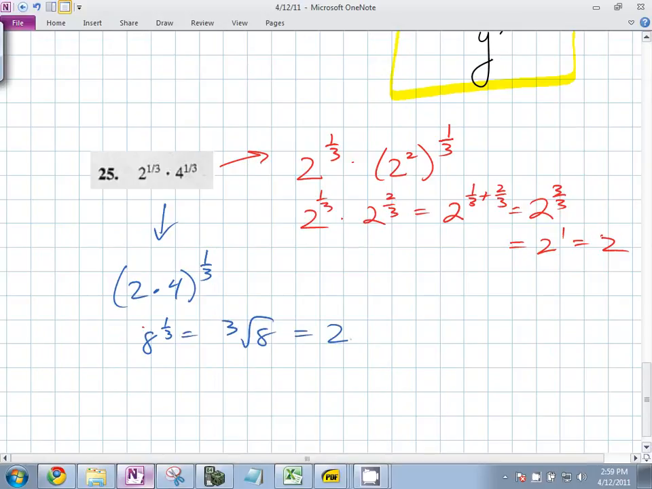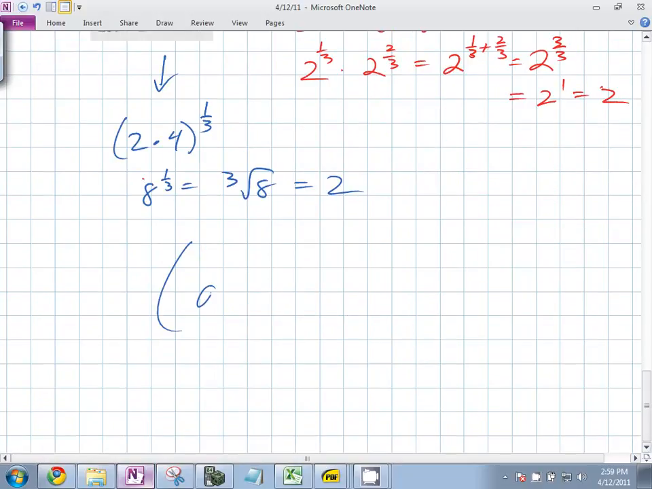Oh, you can do that because you have a rule here. You know that a times b to the n is equal to a to the n, b to the n. That only works because these are being multiplied together. They have to be what? Multiplied together.